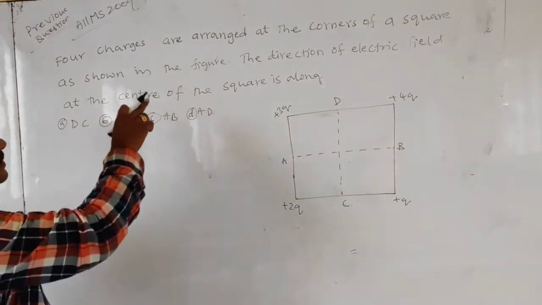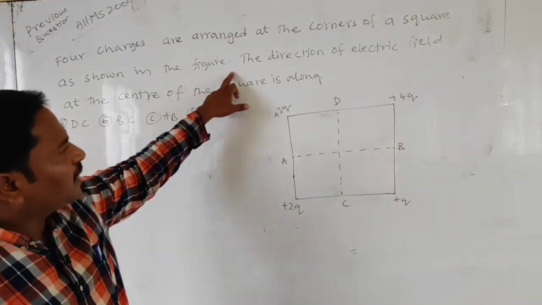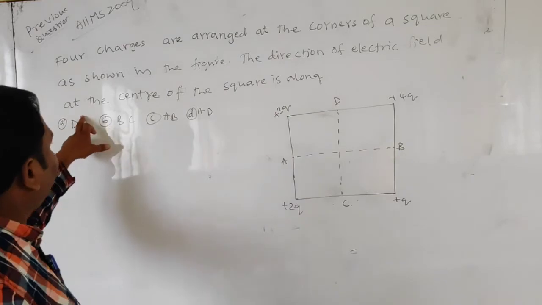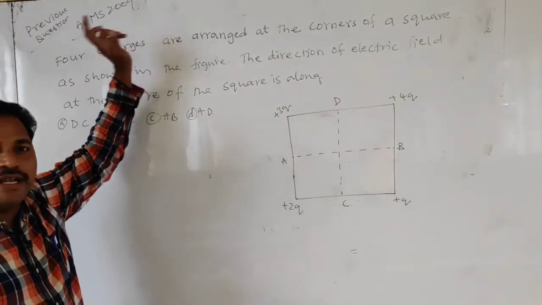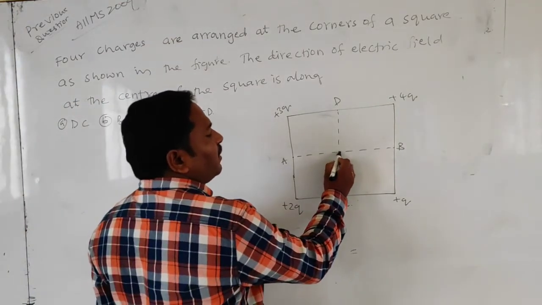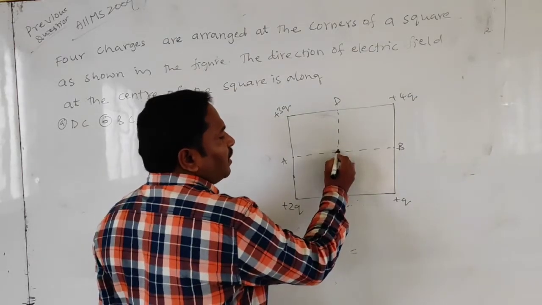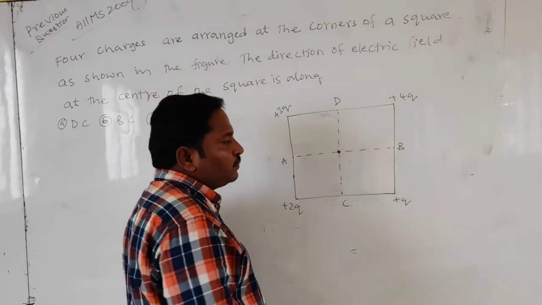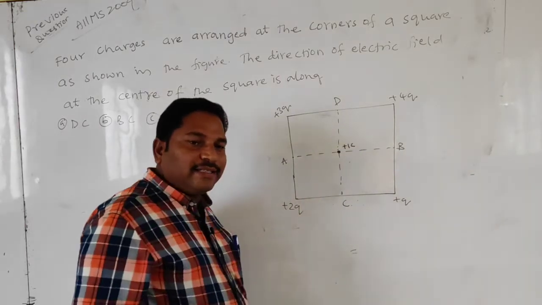Four charges are arranged at the four corners of a square as shown in the figure. The direction of electric field at the center of the square is along? This is the AIIMS 2009 question. So first we have to find the intensity of electric field at the center. In order to find the intensity of electric field at the center, we have to place one unit positive test charge at this center.